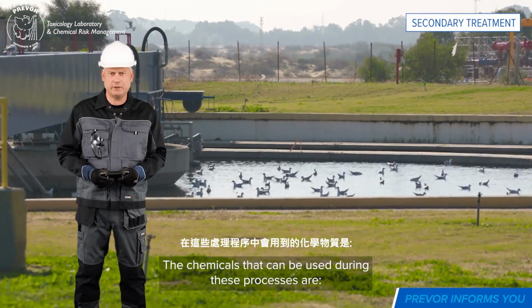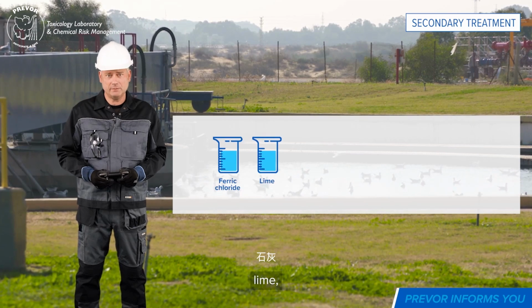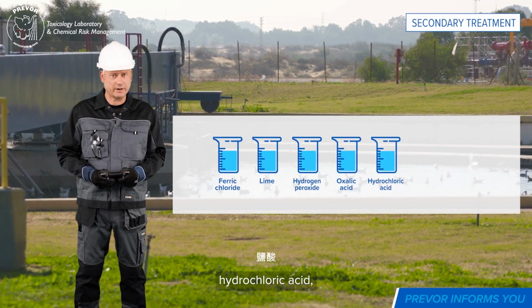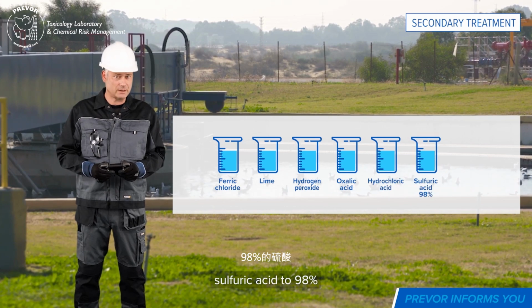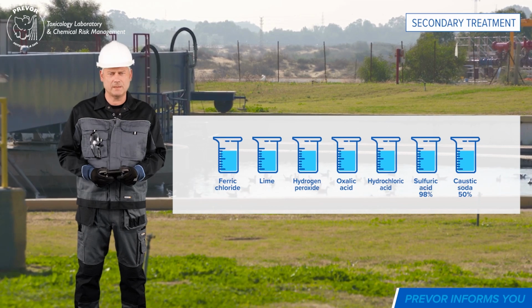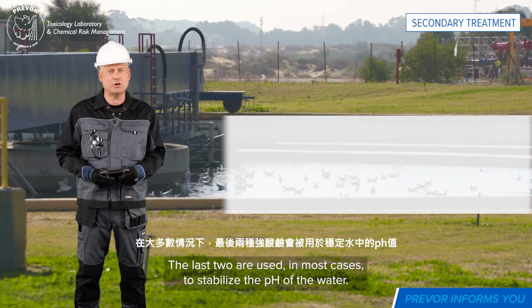The chemicals that can be used during these processes are ferric chloride, lime, hydrogen peroxide, oxalic acid, hydrochloric acid, sulfuric acid to 98%, and caustic soda to 50%. The last 2 are used, in most cases, to stabilize the pH of the water.